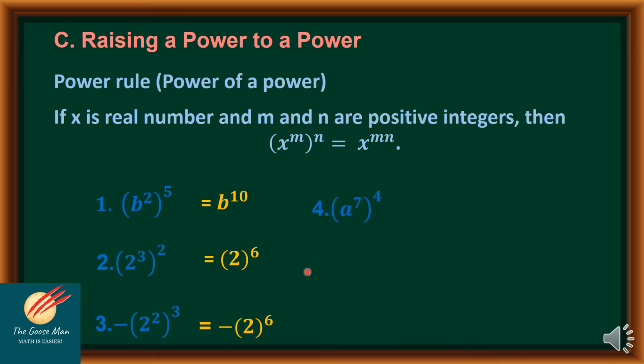Another example, number 4, a raised to 7 raised to 4. Again, multiply 7 times 4 and copy the same base. So we have here a raised to 28. Next one, y to the 4th power raised to 9. So this will give us, okay, 4 times 9 is equal to 36 and copy the same base.